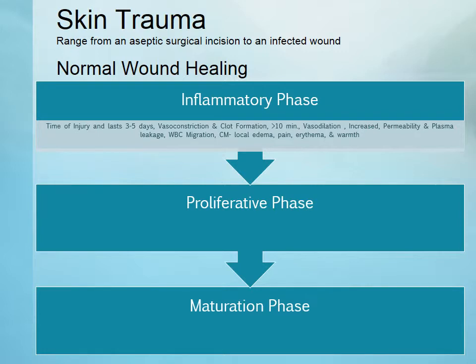Okay, let's discuss the inflammatory phase. Think of it this way. A highway bridge collapses. There's lots of trauma to the area, lots of damage. Initially it causes vasoconstriction and clot formation, such as traffic is backed up and the road is blocked.